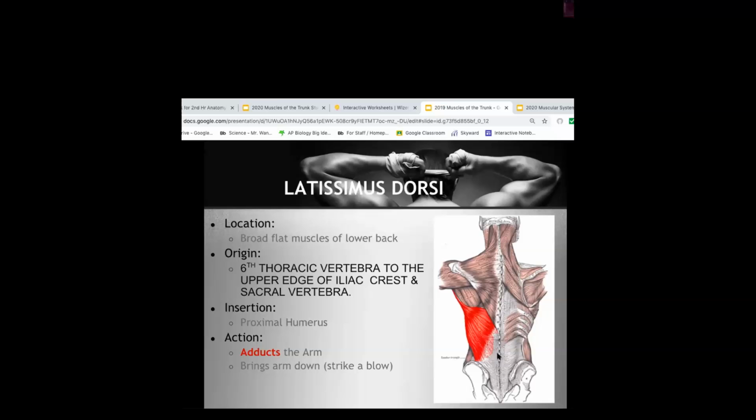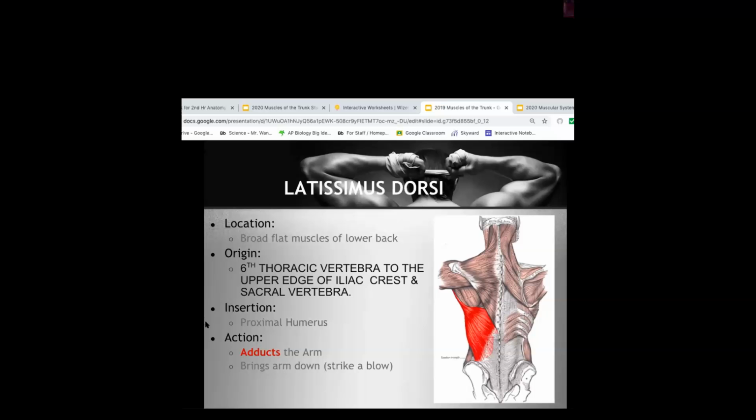Antagonistic muscles, you read about those on Thursday, right? Antagonistic muscles provide 2 different actions. So the deltoid abducts the arm, and the latissimus adducts the arm. So they would be antagonistic.